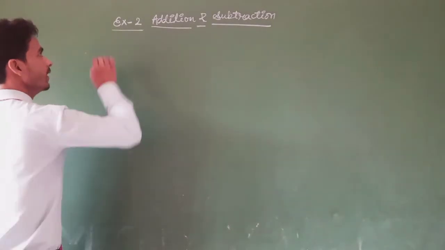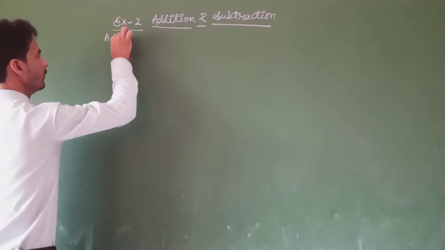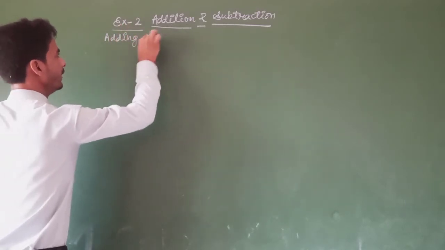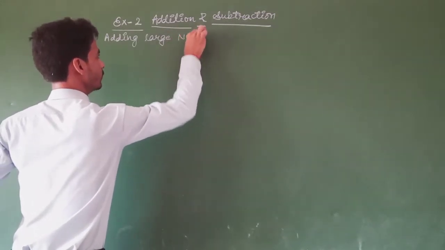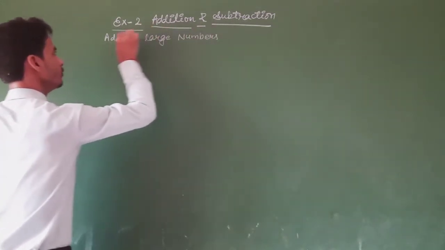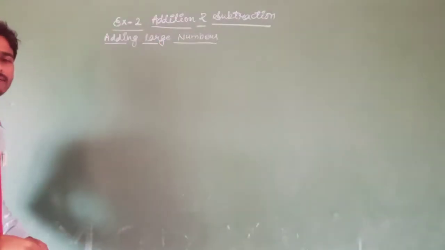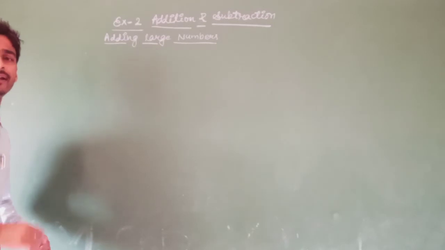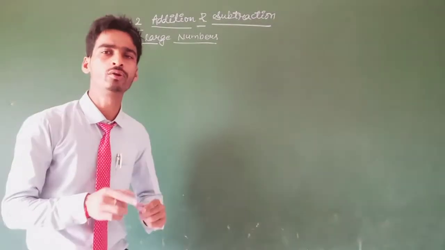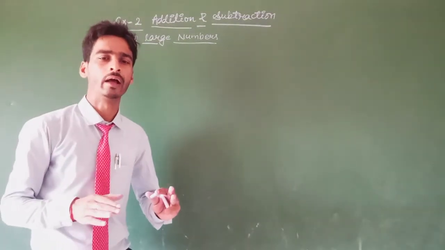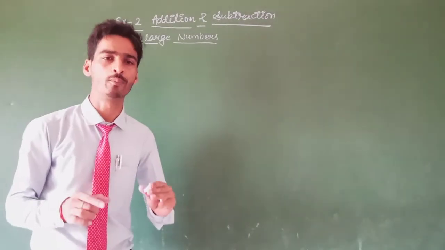The next topic in addition and subtraction is adding large numbers. In adding large numbers, there are two topics: addition without regrouping and addition with regrouping. Both topics we have to learn today, and after that we have to come on to exercise 2.1.